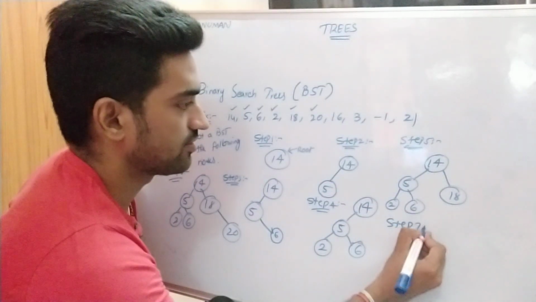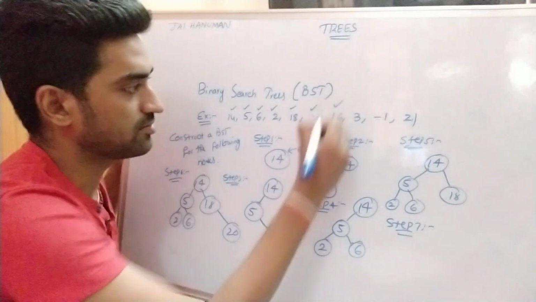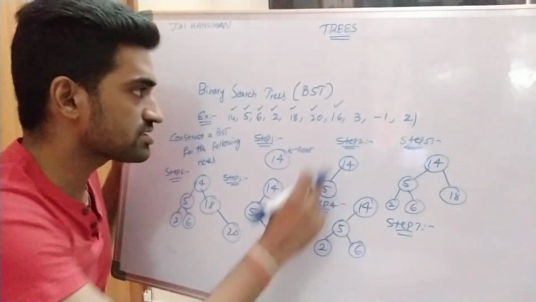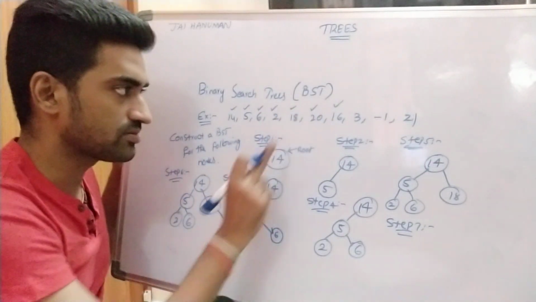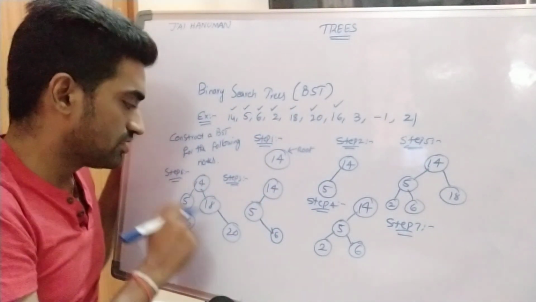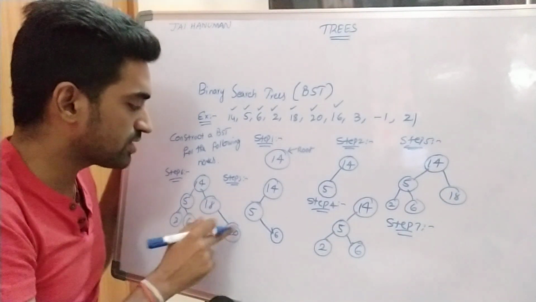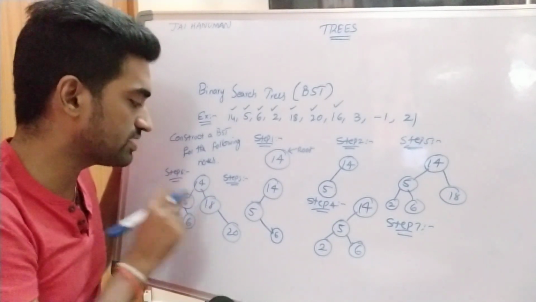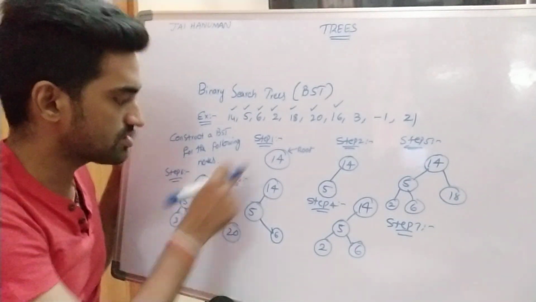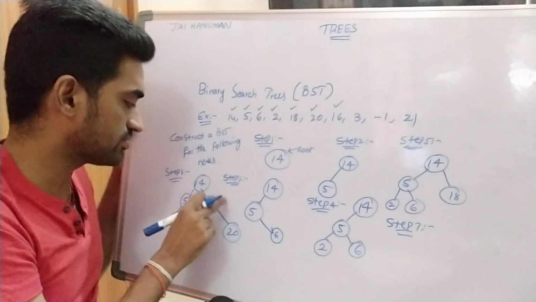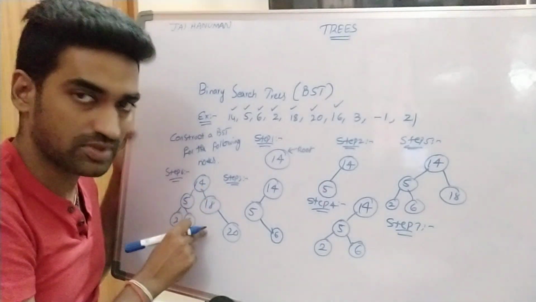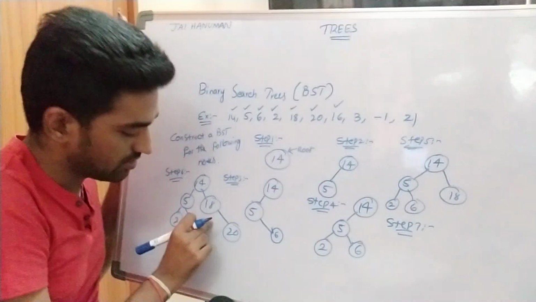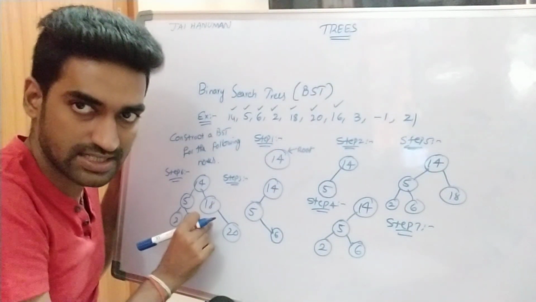Step 7. So here 16. First of all we apply the comparison procedure between 16 and the main root. When compared to 14 it is greater, so obviously it can be placed at the right subtree. What is the root for the right subtree? 18. When compared to 18, 16 is less, so we can place it at the leftmost position of the right subtree. When compared to the root it is greater, so that property is satisfied, right?